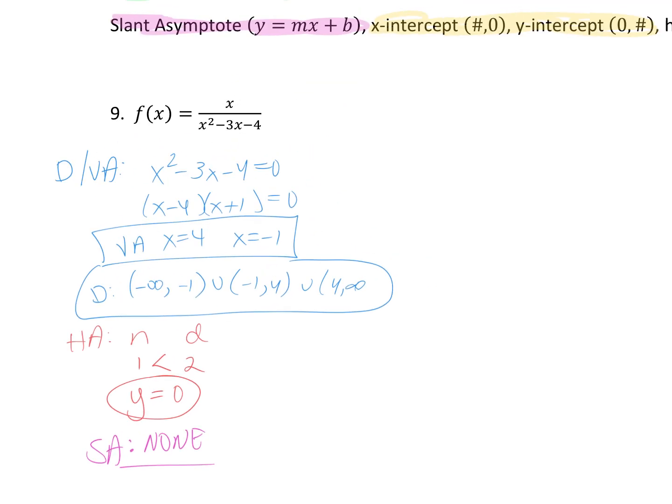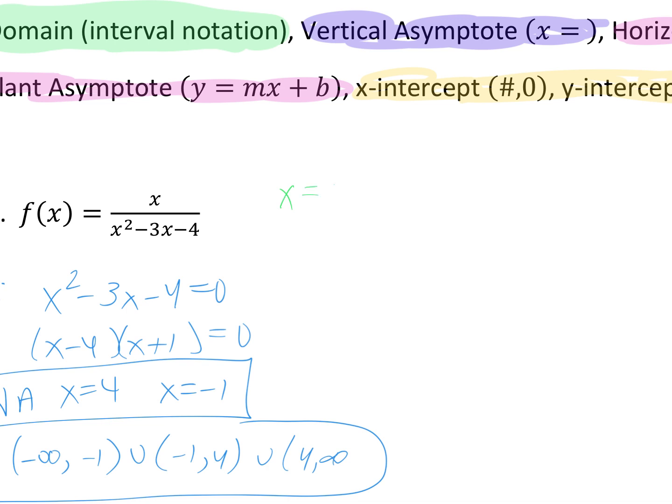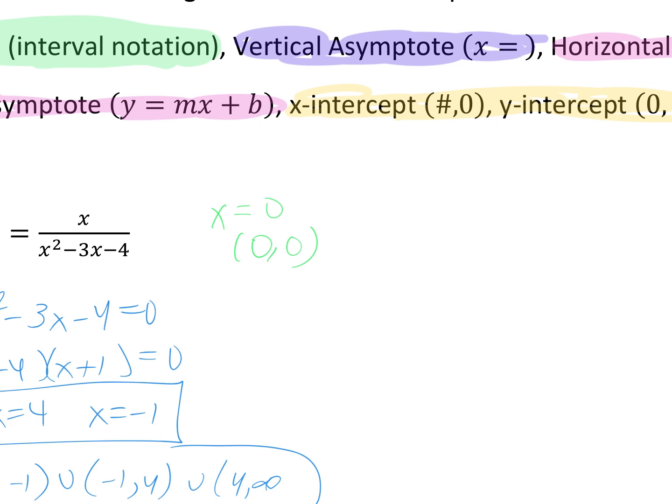Let's find x and y intercepts. For the x-intercept, I set the numerator equal to 0. What's my x-intercept, guys? (0, 0). That's your x-intercept. For my y, don't get tricked here. I'm going to plug in 0 for everything. So 0 squared minus 3 times 0 minus 4. Work this out, I get 0 over negative 4. What is the answer to that? 0. So your y-intercept is also (0, 0). If you leave it as 0 over 4, that's not correct.